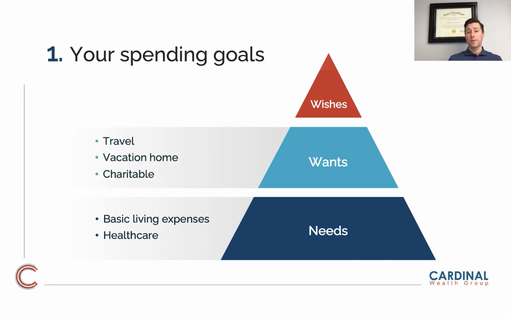When it comes to wants and wishes, these can be categorized more as a discretionary type of goal. They can be things such as charitable intent, having a second home or vacation home in retirement, or having a legacy goal where you want to leave behind a certain amount of money to your kids or grandchildren.